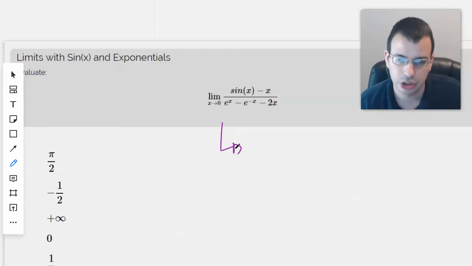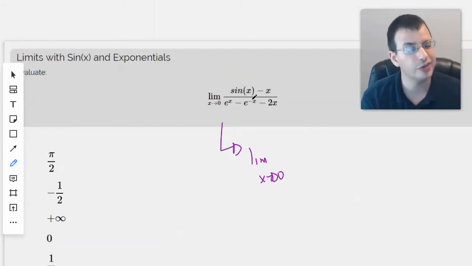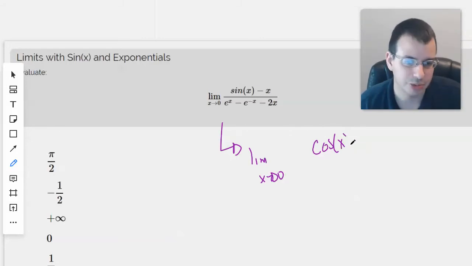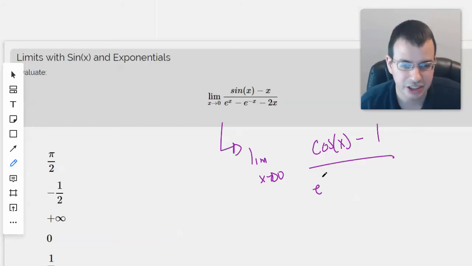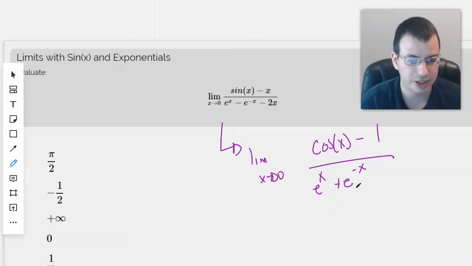So to show you what I mean, we have then a limit as x approaches 0 of the derivative of sine of x, which is cosine of x. That's just something that has to be memorized. Such is life. Derivative of x is 1, so e to the x. Derivative of e to the negative x is e to the negative x divided by negative 1, which will make that a positive, minus the derivative of 2x, which is 2.